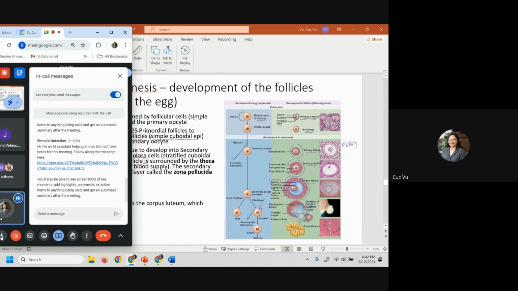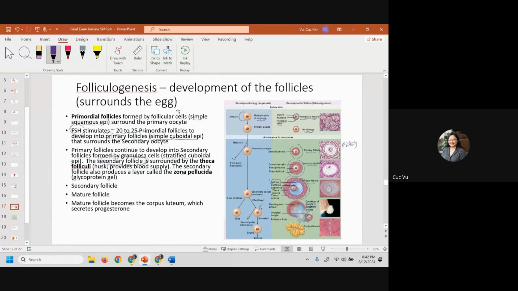Yep. Perfect. Now, at the very beginning, when FSH is released, what we didn't cover is that there's actually 25 primordial follicles that go through this process. So each month, 25 primordial follicles go through this process. But if the primordial follicle goes through this process, what also goes along with it? What does it surround?